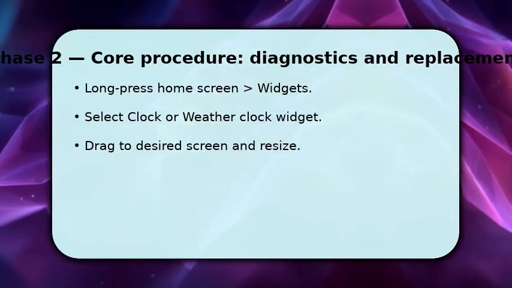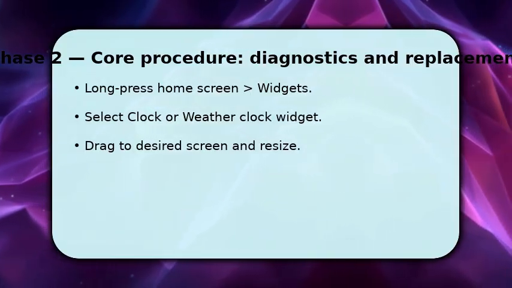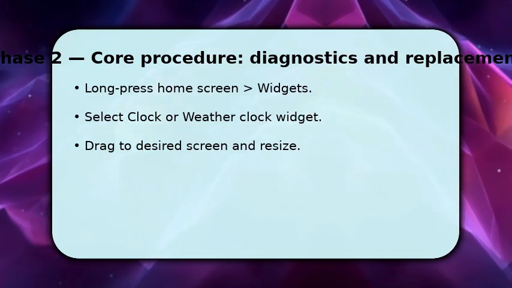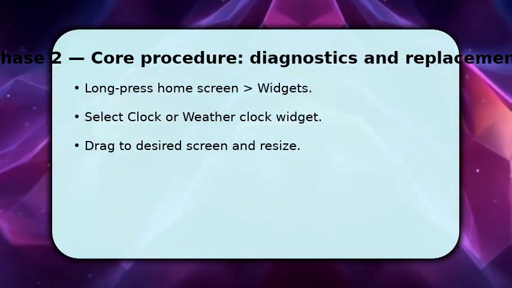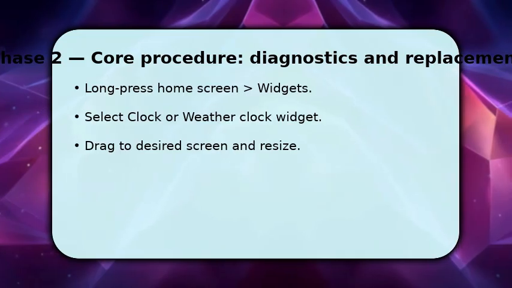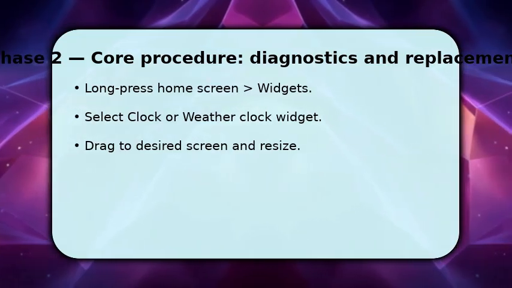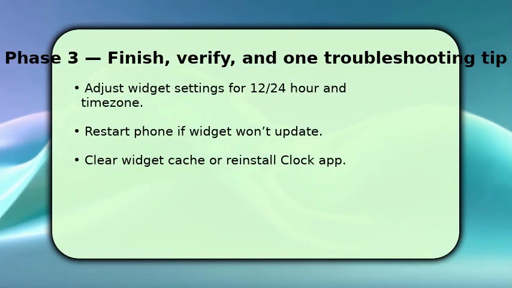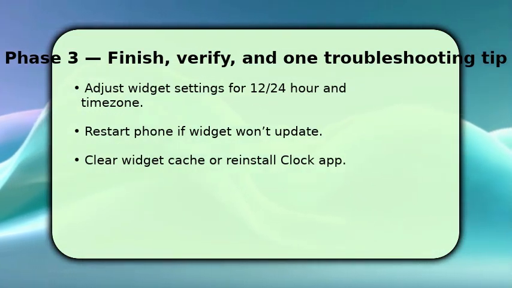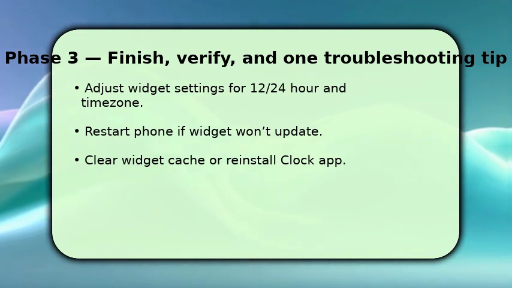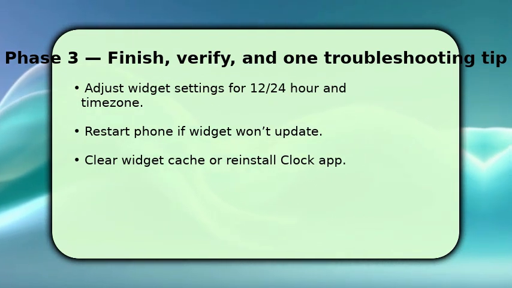If the widget offers style choices, tap them now to set 12-hour or 24-hour format and choose font or color. You finish by customizing the widget settings. Open the widgets gear to set 12-hour versus 24-hour, time zone, and tap to open behavior. Once set, lock the layout by exiting edit mode and confirming.